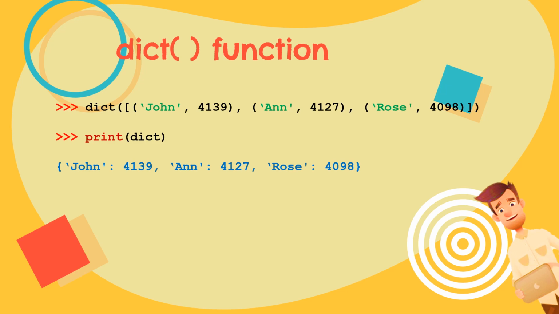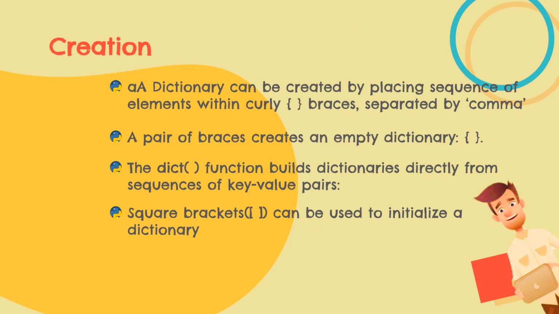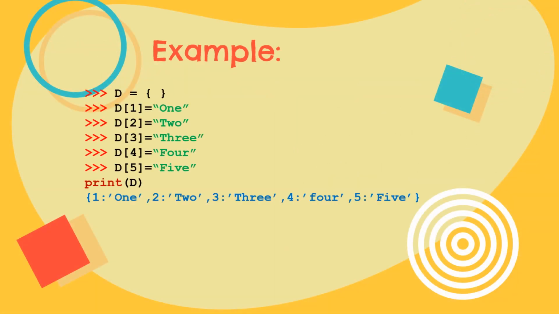Then we can create a dictionary using square brackets to initialize it. First we have to create an empty dictionary using curly braces only. Then we have to assign each value one by one. So that is another method. With an example, here I have created a dictionary D with no elements in it. You can see the curly braces only, so there are no elements there.